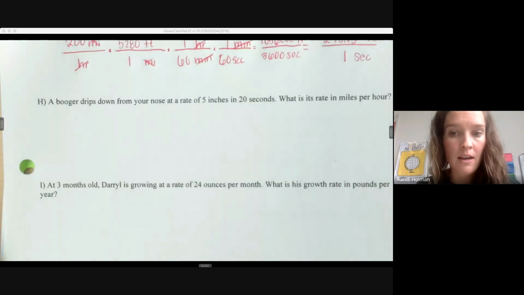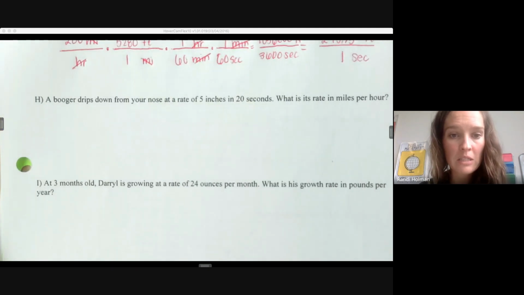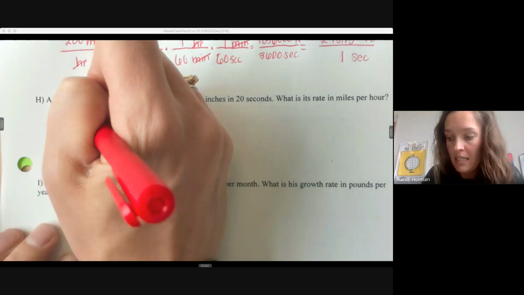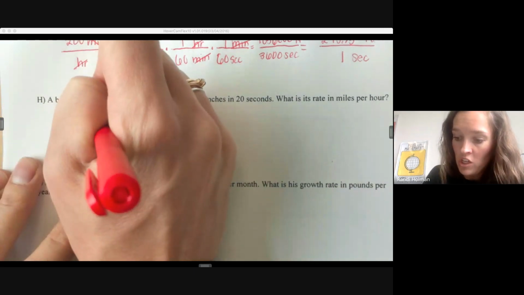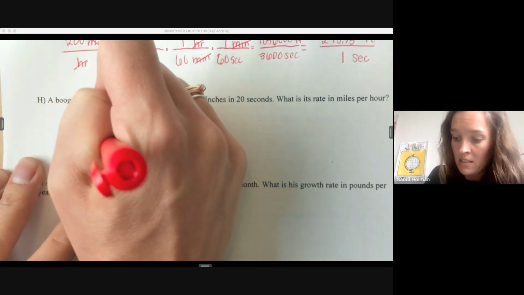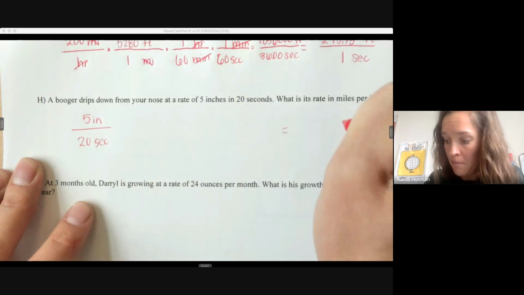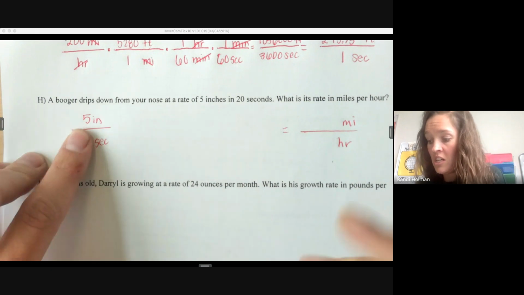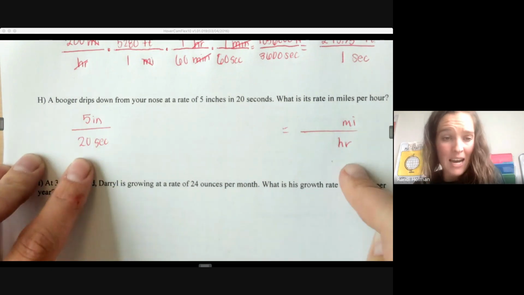Oh, this next one is lovely. A booger drips down from your nose at a rate of 5 inches in 20 seconds. 5 inches per 20 seconds. And I want to know how many miles per hour that is. So I need to change inches into miles and seconds into hours.